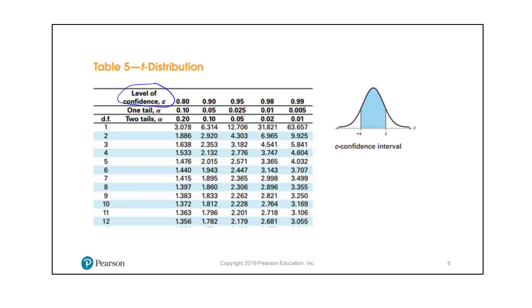Here we have different columns for different levels of confidence, from 80% all the way up to 99%. What's different here is that we have to factor in the degrees of freedom. So there isn't one t-value associated with a level of confidence like in Z. There are lots of them depending on how many degrees of freedom. So we have to match up the confidence level and the degrees of freedom. Let's look at an example.